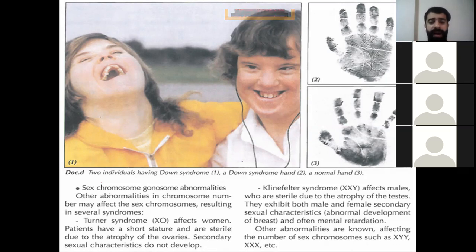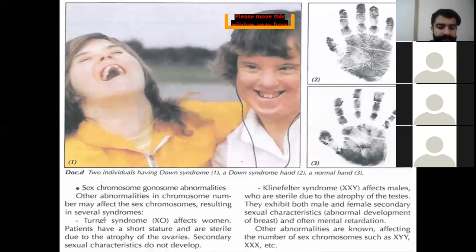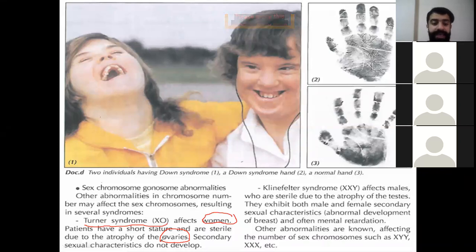Sex chromosome or gonosome abnormalities. Other abnormalities in chromosome number may affect the gonosomes. Already we talked about this. One of them is Turner syndrome. Turner syndrome is an abnormality that affects the sex chromosomes, and mainly it affects women. Patients have a short stature. They are sterile due to the atrophy of the ovaries. They have problems in the ovaries, very small ovaries, so they have sterility. Secondary sexual characteristics do not develop, so they are females, but not 100%. They have some characteristics that are near to the male.